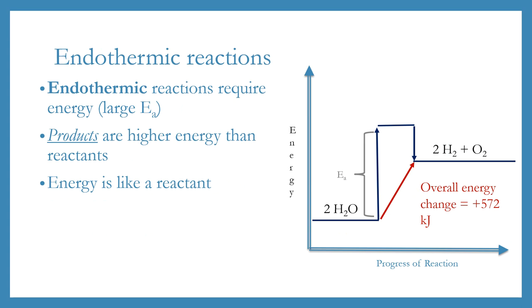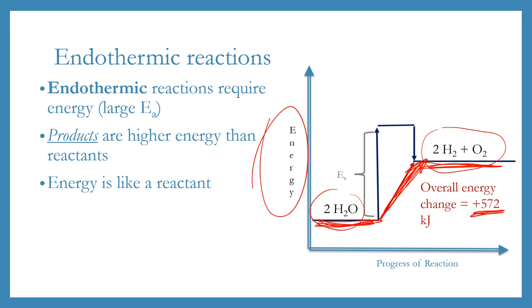Endothermic reactions is the opposite. The activation energy basically is the majority of the energy in the reaction. So when we turned water into its component parts with the battery that I hooked up, that took a whole lot of energy to get up there. And because of that, energy is like a reactant. You're having to put energy in, and the difference between the height of the starting material and the products is going up in energy. So if this is your energy, you're increasing your energy going from reactants to products.